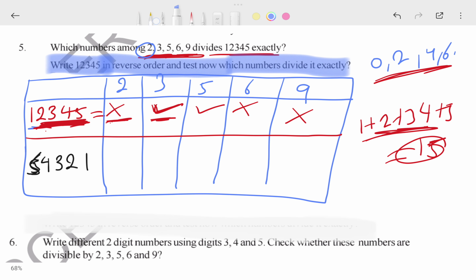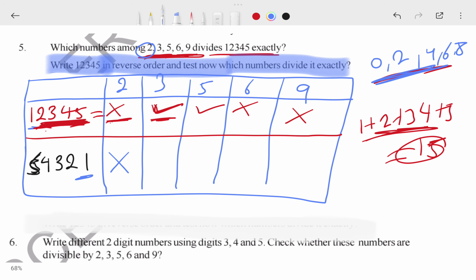Is it divisible by 2 or not, and so on? To check 2, we need to know that the end of the number has to be 0, 2, 4, 6 or 8. Is it there? It is 1, not 0, 2, 4, 6 or 8. So it means that this is not going to be divisible by 2.